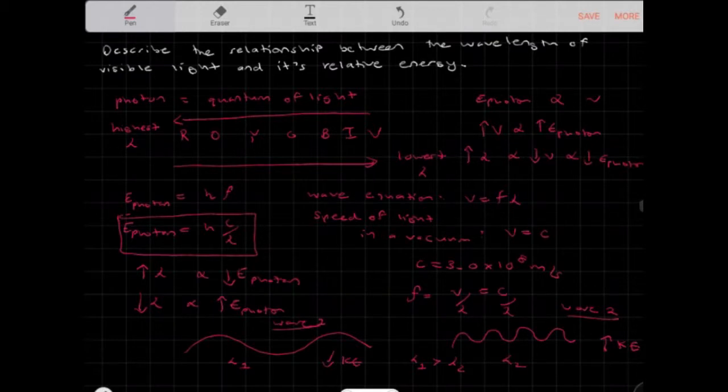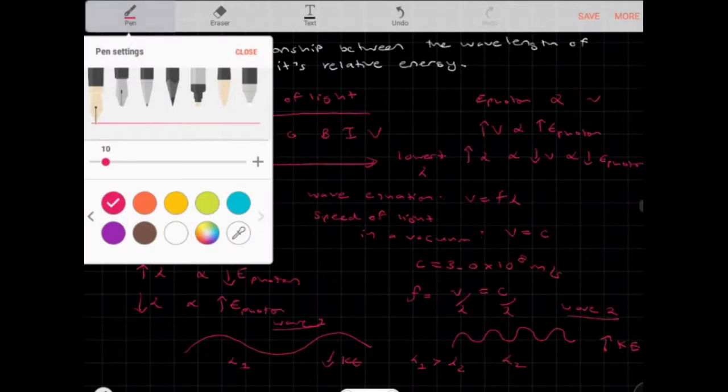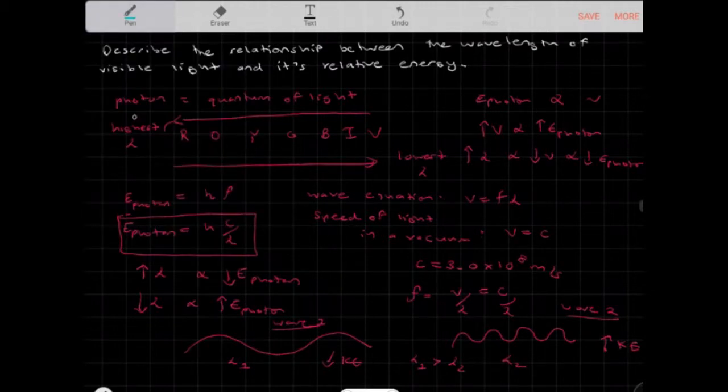Okay, so that's basically the explanation of why red has the highest wavelength and lowest energy. So using this description, red has the lowest energy, and violet has the lowest wavelength and highest energy. It's an inverse relationship. Okay, so that's the relationship between wavelength of visible light and its relative energy.